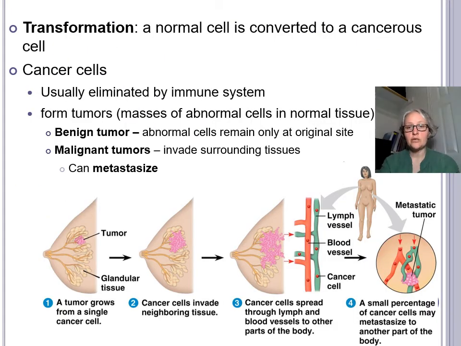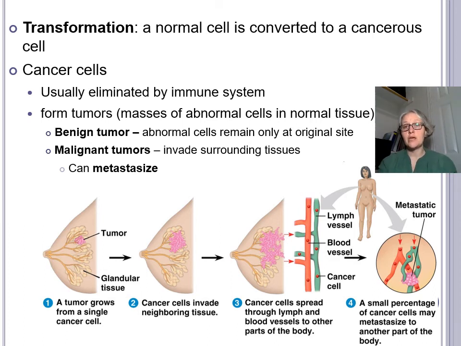Transformation is when a normal cell gets converted to a cancerous cell. So unlike many other diseases, cancer isn't caused by something external coming into the organism. Instead, cancer is caused when your own body is breaking in some fashion. Cancer cells usually are eliminated by our immune system. So most of the time, our own body is watching for cells that have broken, and it will eliminate them long before we ever recognize that something was wrong.